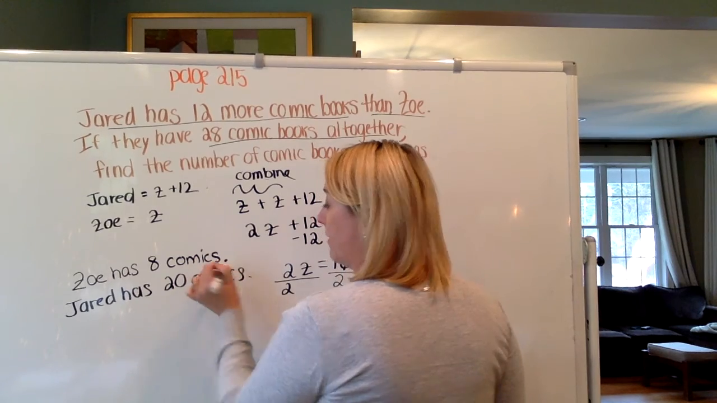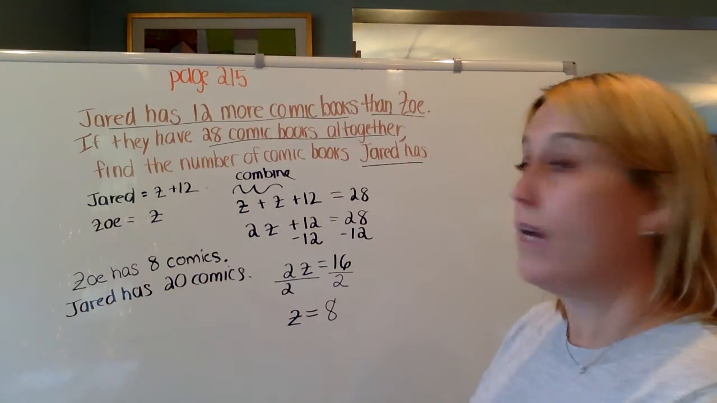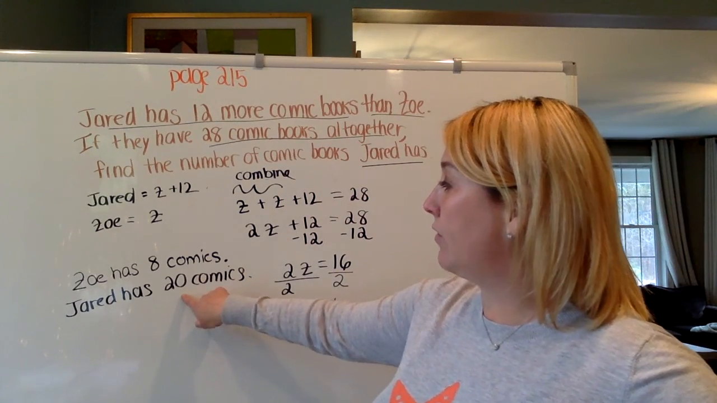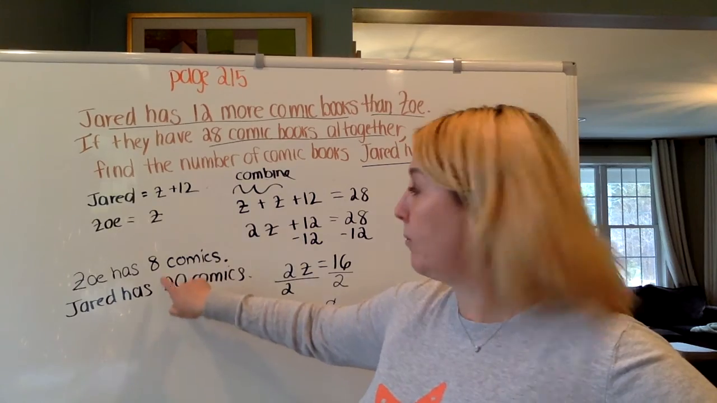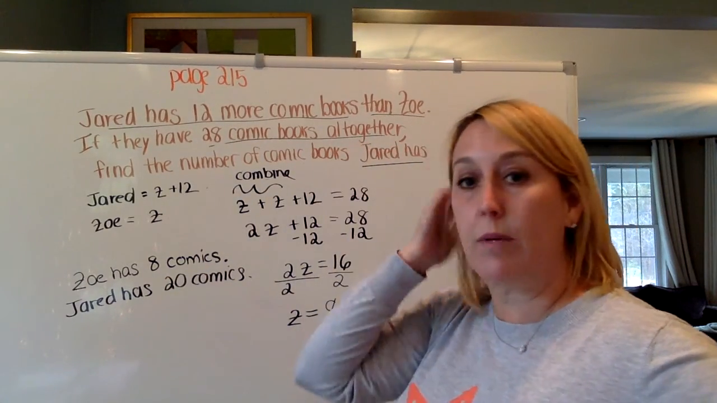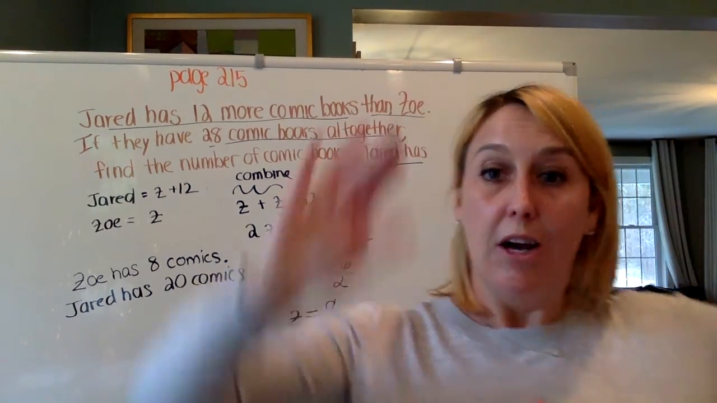And I can easily check that by substituting, right? If I combine those, because this says they have 28 altogether, well, Jared has 20 and Zoe has 8. 20 plus 8 is 28. So I know I did it correctly because that would mean they have 28 comic books all together.